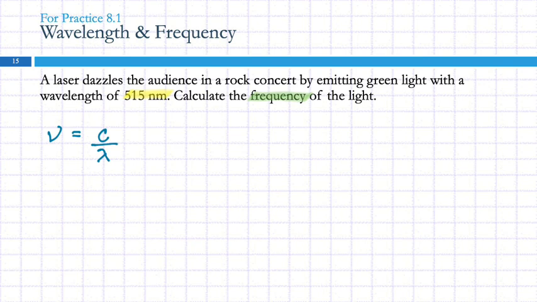So they tell us what the wavelength is. The wavelength is 515 nanometers. And c is a constant. C is the speed of light, 3.00 times 10 to the 8th meters per second. That's one of those things that I'll give you on the information sheet for the exam. So we're trying to find frequency. We know what the speed of light is and the wavelength, and so we can just plug those numbers into this equation.